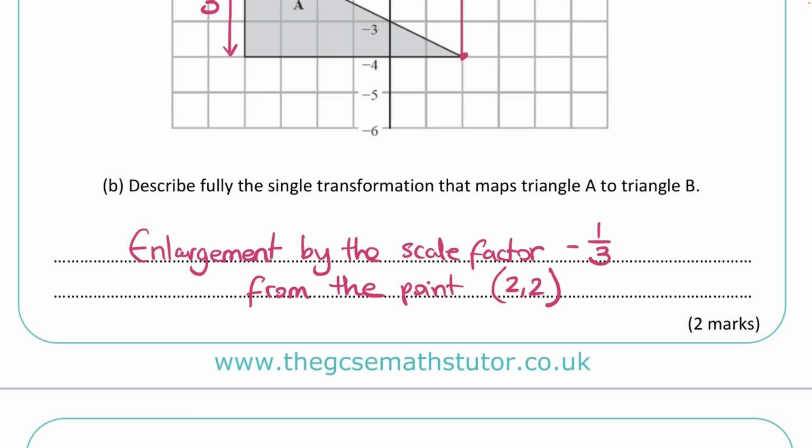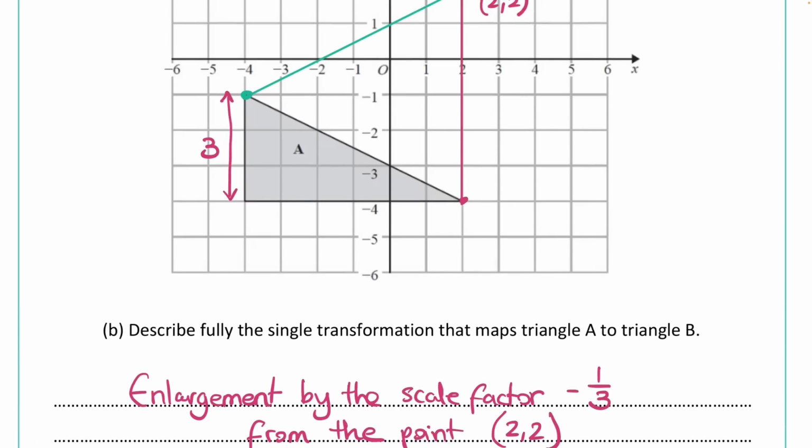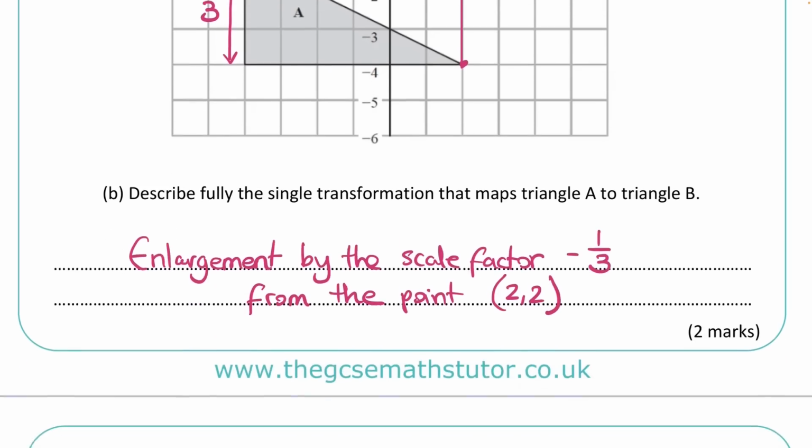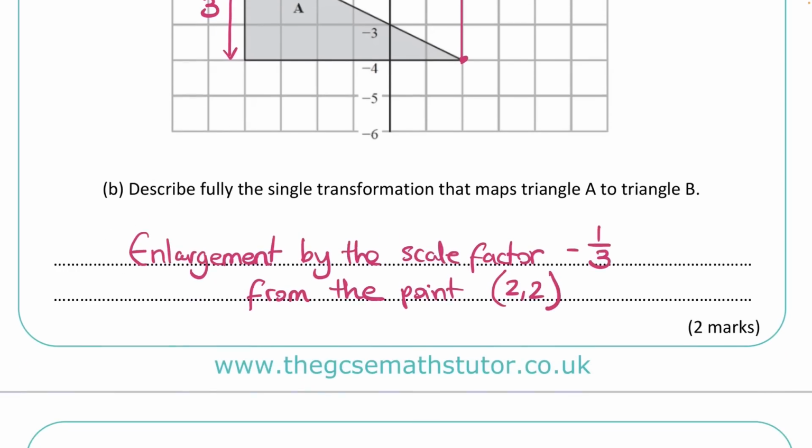Now, of course, you could be asked to do something like this going from triangle B to triangle A as well. The only thing that would change there is the actual scale factor, because if I'm going from 1 to 3 instead, the scale factor would have been minus 3 there. Again, incorporating that minus, as it is a negative enlargement, it's going back through the point. But there we go, that is our description for that one. It's an enlargement by the scale factor minus 1/3 from the point 2, 2.